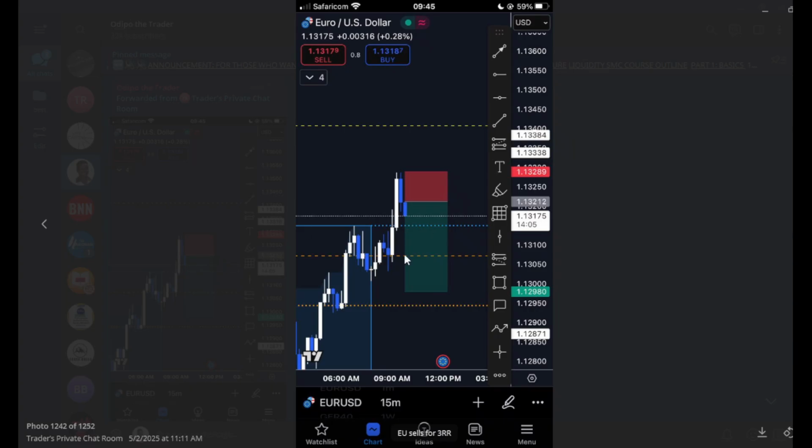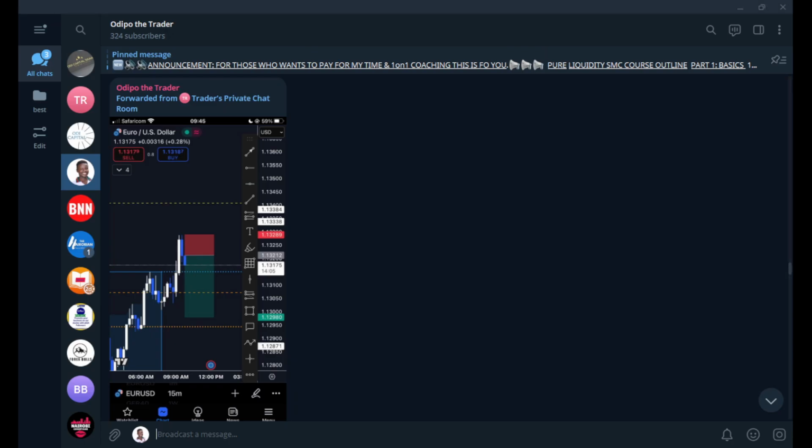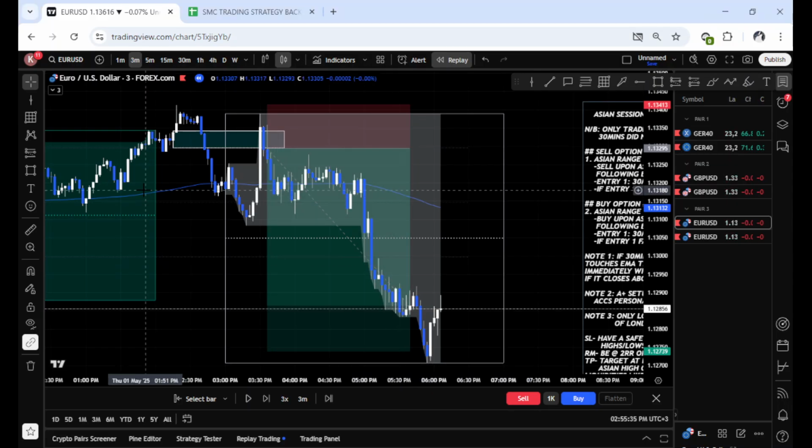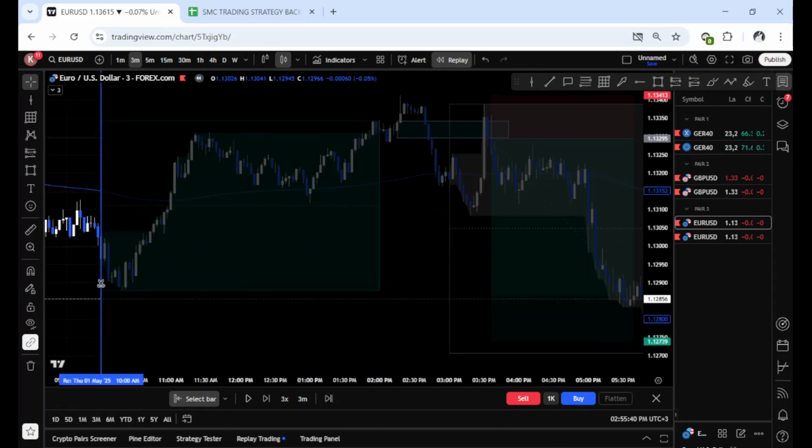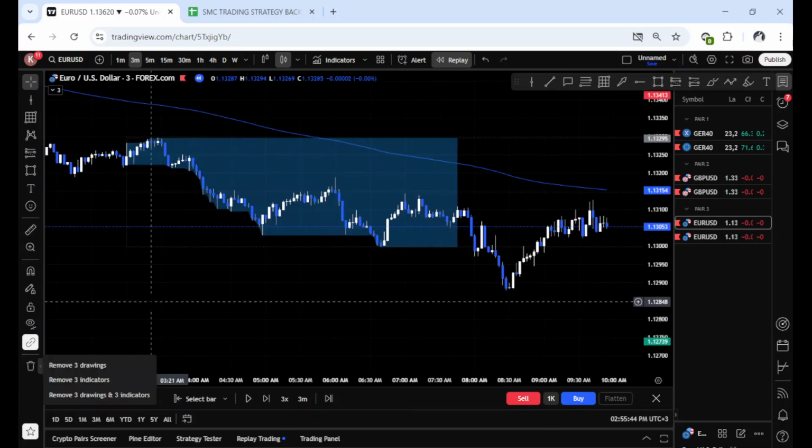So where did it start? This is where it started. As you can see, I started by looking at the London session sweep. So let's go and do the breakdown and see how we started on the London session sweep before I came back to taking the trade in the New York session.